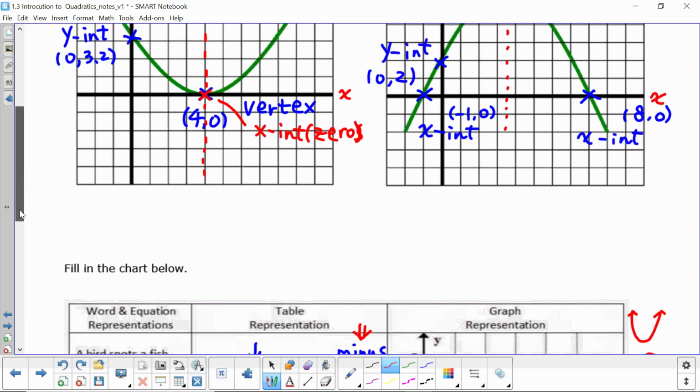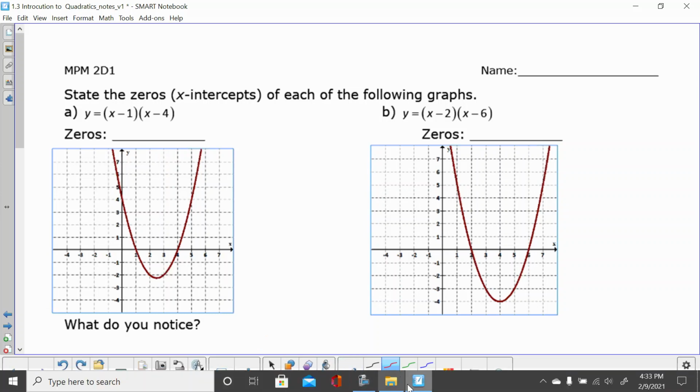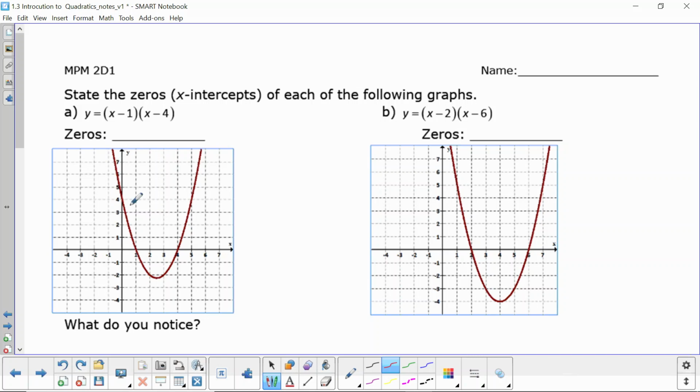And now we are going to see the next page. The next page, we have the graph given, then you read the zeros. So these are two graphs, and describe these two quadratic relations. It asks you to state the zeros from the graph given.